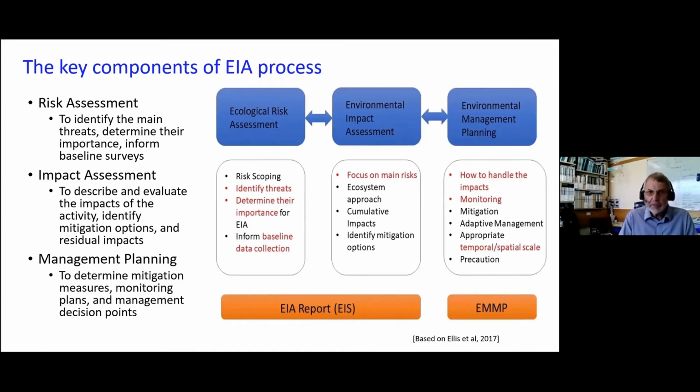There are three key components of this process, and I'll just quickly cover these, but I will go through them in a bit more detail. Risk assessment. You've got to start out with identifying the main threats, determining their importance, and knowing what's really critical for getting those biological data that go into the baseline surveys.